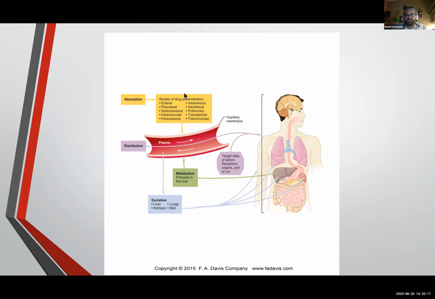This just goes into different routes, target actions, how metabolism works. Again, it's just another image of what we talked about in this slide to kind of reinforce it.